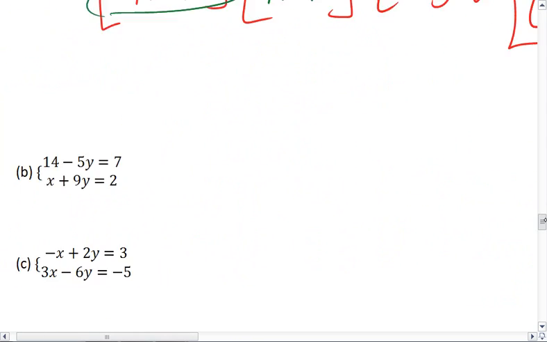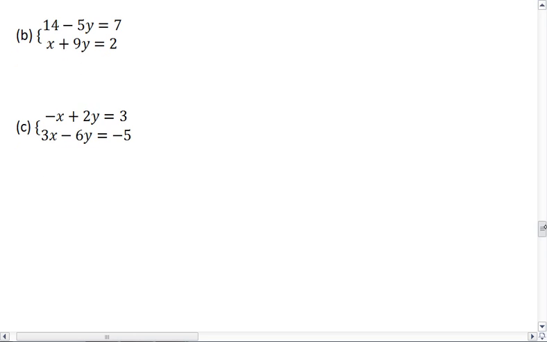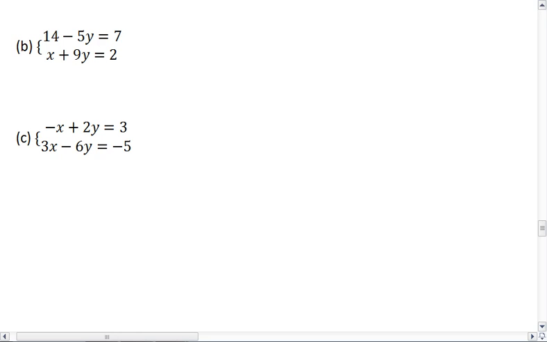Okay, let's look at another example. You have two more here. Both are systems of two equations. Try these on your own first, and then resume the video when you're ready to check your solution.